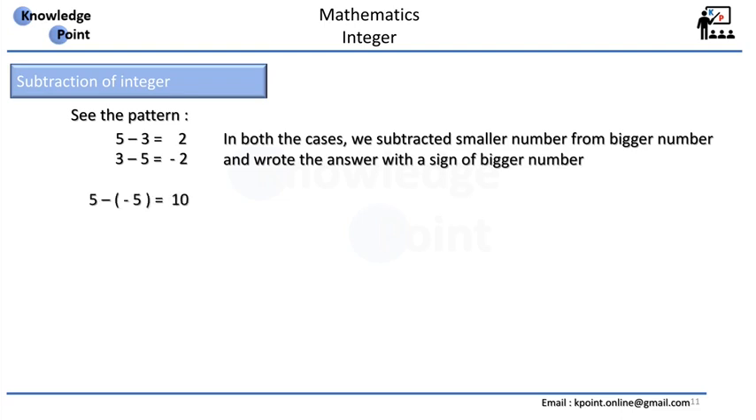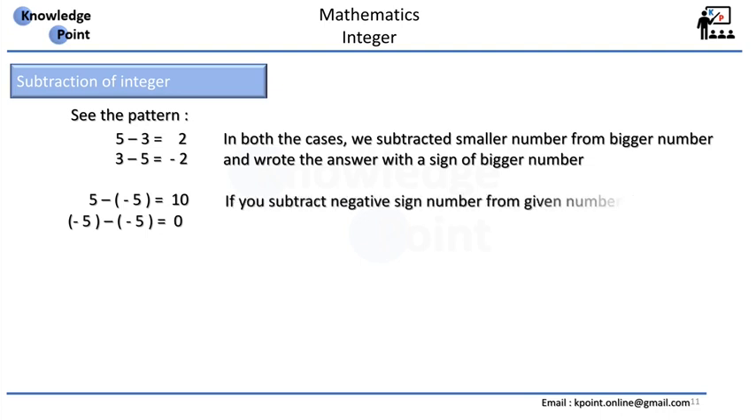5 minus (minus 5) is equal to 10. And minus 5 minus (minus 5) is equal to 0. So let's understand this. If you subtract a negative number from a given number, then the two minus signs turn to a positive sign. That is, minus 5 in brackets, minus 5, will become 5.